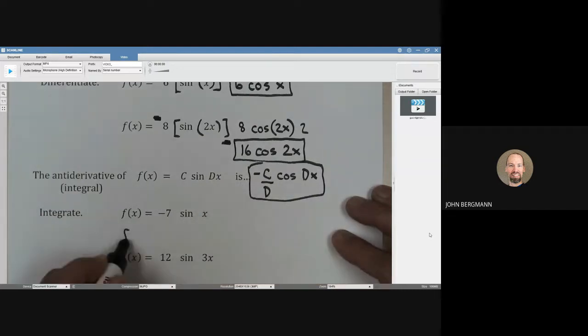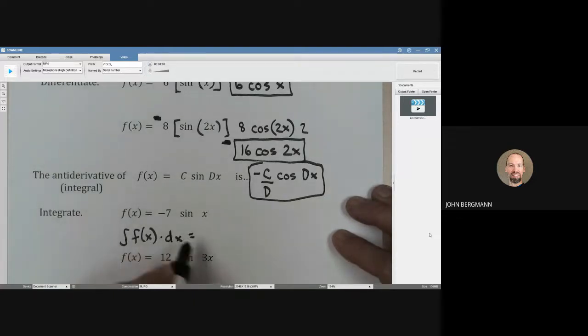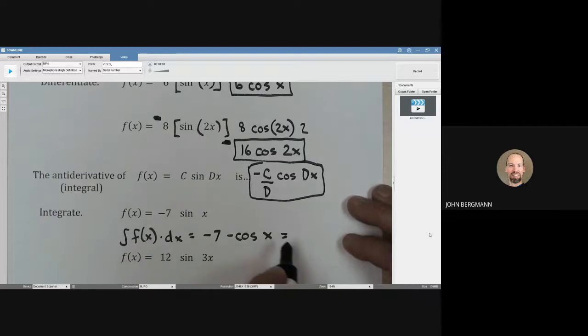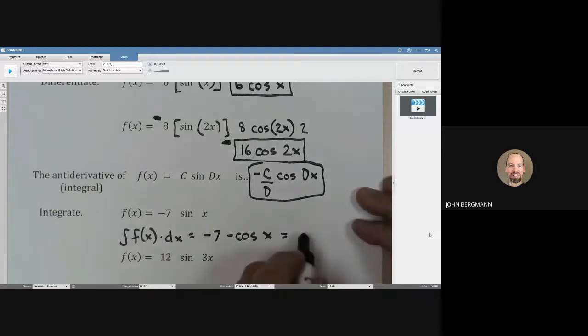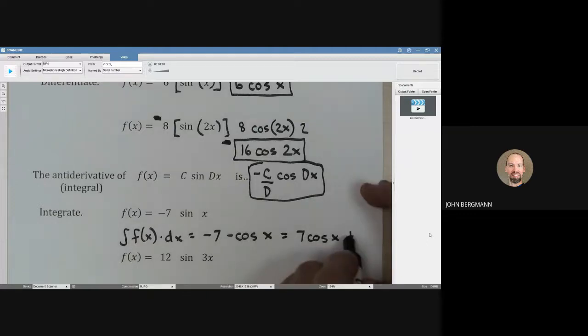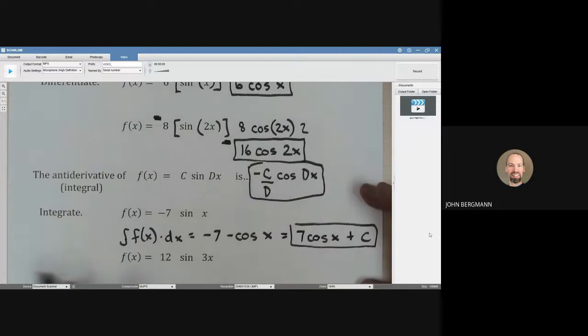Let's try this one. If we integrate f of x dx, that constant, negative 7, stays the same. When we integrate sine, we get the opposite of cosine of x, and then we have to divide by the derivative of x, which is just 1, and so that doesn't come into play. So here we're just going to get 7 cosine x. If it's an indefinite integral, we should probably put a constant c after it, like that.